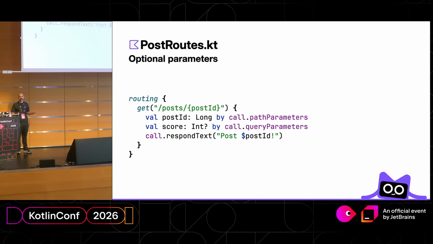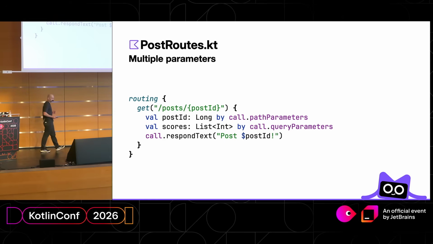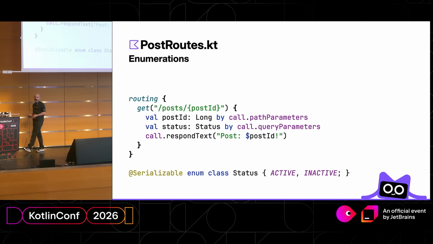There's, of course, also support for type conversion with nullable types. There's also support for multiple parameters as collections. And there's also support for enumerations. There's also support for some JDK types like UUID. And now that UUID is stable in the Kotlin standard library, this will very soon be supported by Ktor. But since it's bad practice to have more complex types as path and query parameters, this is not supported, and you should avoid doing so.